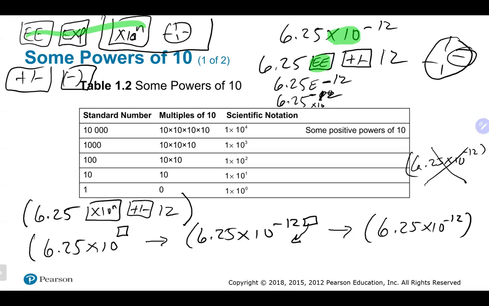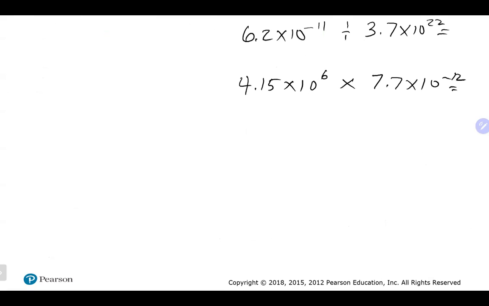You can just roll through without parentheses. But that is the proper way to punch it in. Any questions on that? Let's make sure everybody knows how to properly punch it in. Let's do these two problems right here. Punch those into your calculator, make sure you use your exponent button, and see what you come up with.